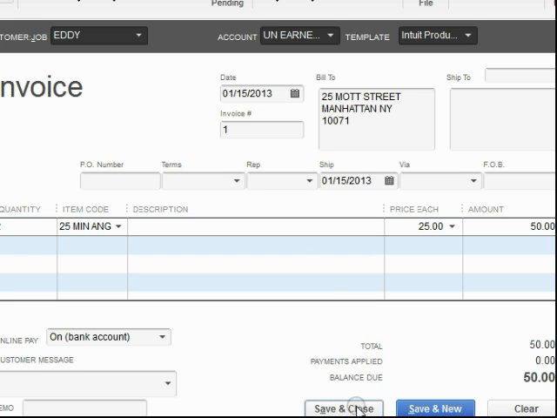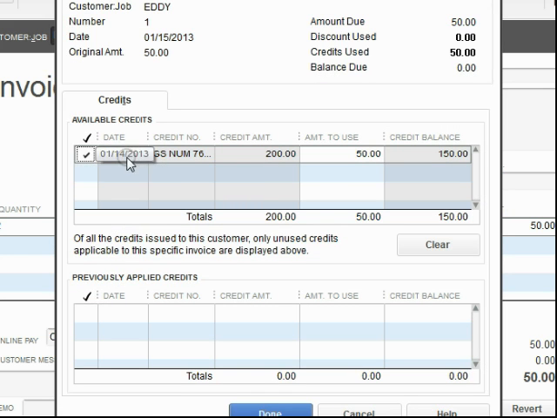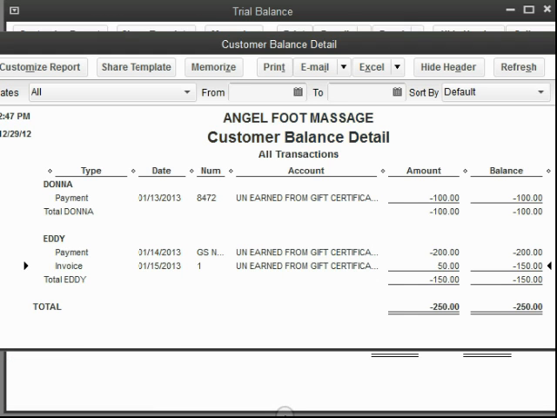Once we click Save and Close, all of the numbers should be as we expected. Do you want to apply those credits now to the available credits that Eddie had? The answer is yes. It's this credit, which is the only payment that he made. He had a credit amount of $200. The computer is applying the $50 invoice to decrease his credit balance to $150. And the computer does this all automatically. All we did was put in the information, click yes, and done.